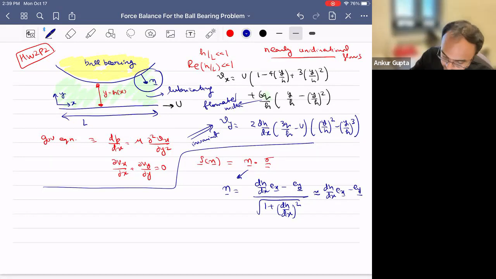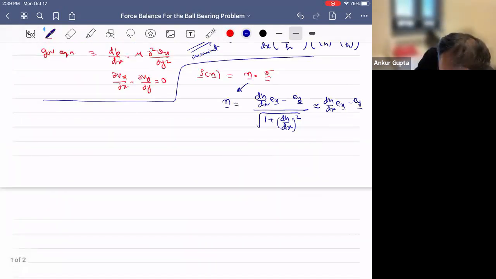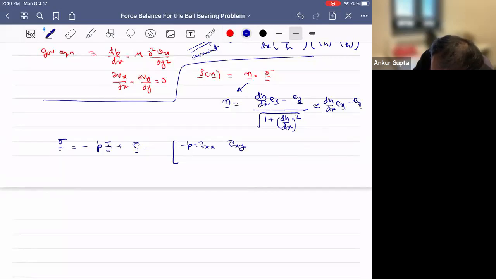What we had left is how to calculate the stress tensor sigma. Remember, the stress tensor sigma is minus pi plus tau, which is equal to minus p plus tau xx, tau xy, tau yx, which is the same thing as tau xy, and minus p plus tau yy. So this is what we have.